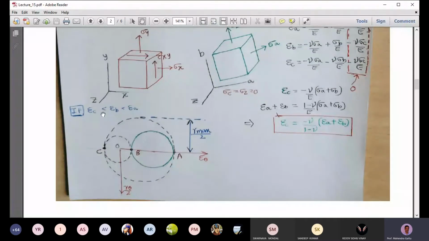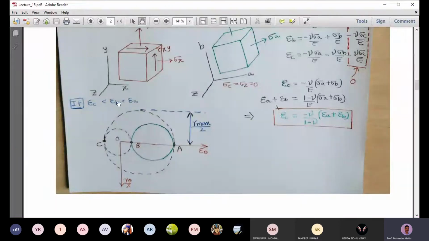So let's have a scenario here that epsilon A and epsilon B both are exceeding epsilon C. So let's treat epsilon A and epsilon B also as positive. So epsilon C will be negative. So for this case, we will draw the Mohr circle for the strains.